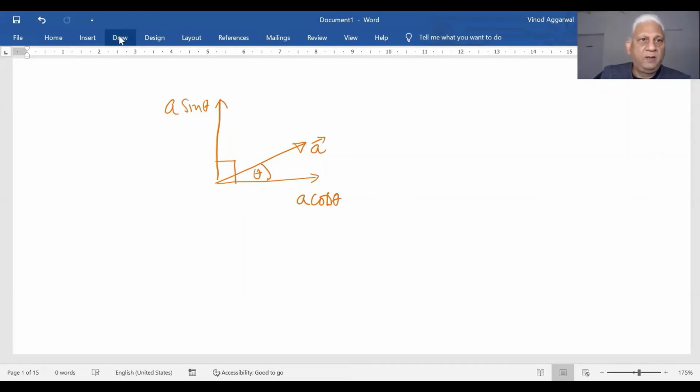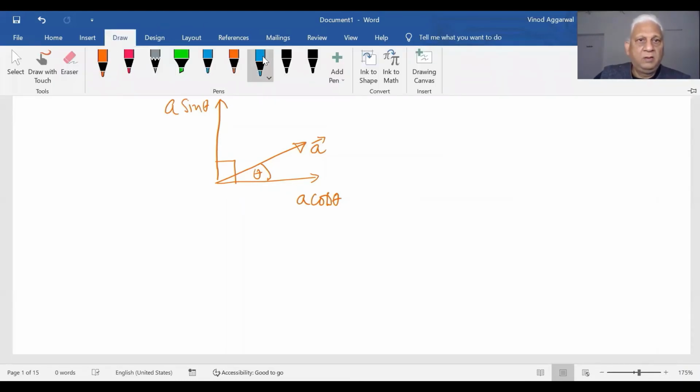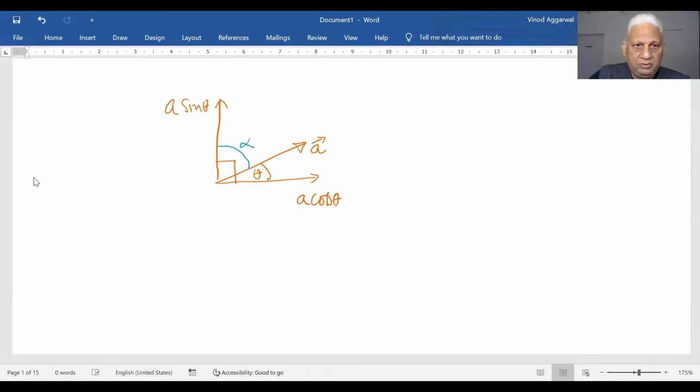Now, if you don't want to take this theta, you want to take the angle from here, all right, no problem. If this is the angle alpha, then this component will be A cos alpha, and this component will become A sin alpha. All right.